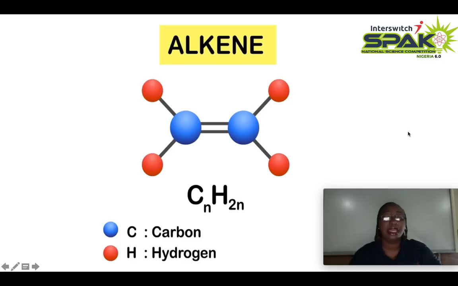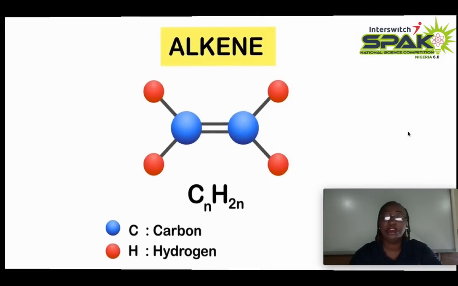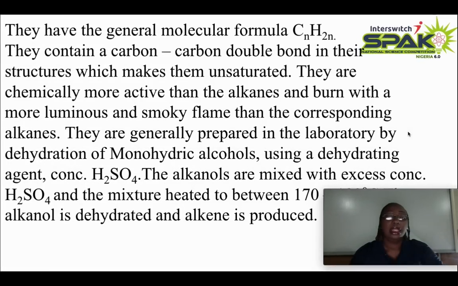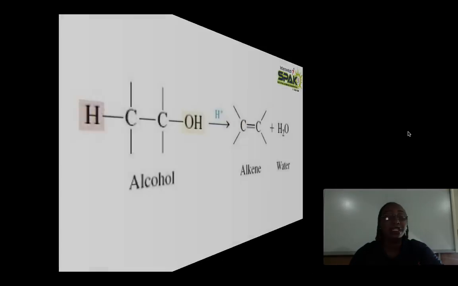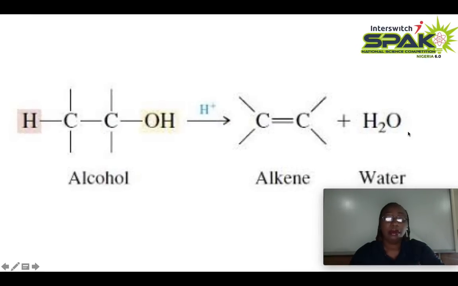Moving on to alkenes, formula CnH2n. It has the presence of a double bond. They have a general molecular formula CnH2n, the double bond in between them, which makes them unsaturated. They are chemically more reactive and more active than the alkanes. So they burn more luminous, with a smoky flame, and they are produced by dehydrating alkanols. Alkenes are produced by dehydrating alkanols.